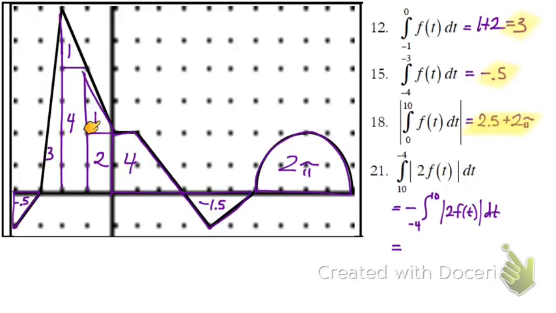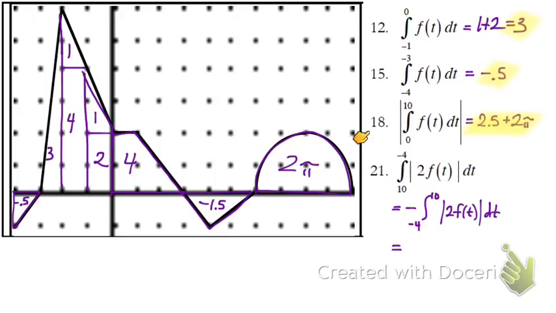For number 15, from negative 4 to negative 3. Again, this is the correct order from smaller to larger. So from negative 4 to negative 3, we had an area that was below the x-axis, and it was a unit of 1/2. Therefore, it's negative 1/2, negative 0.5.